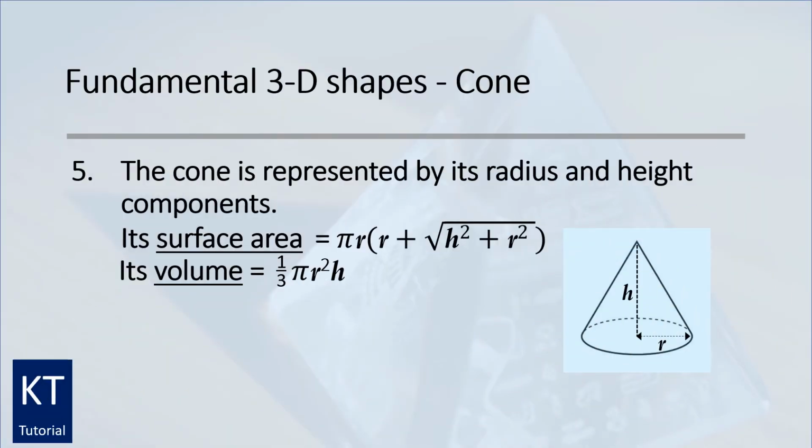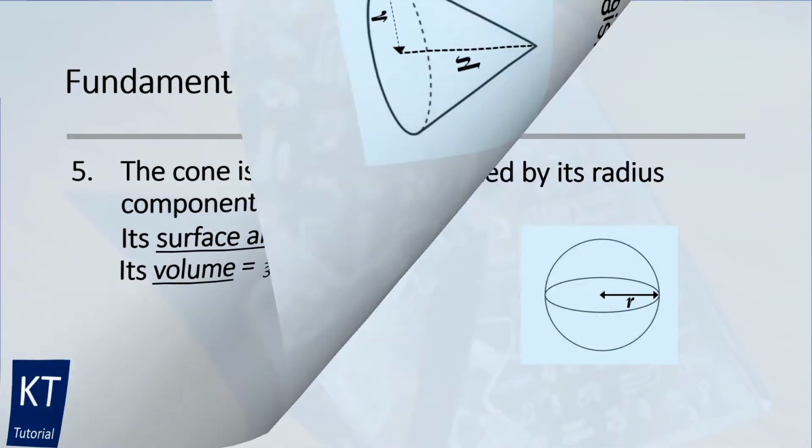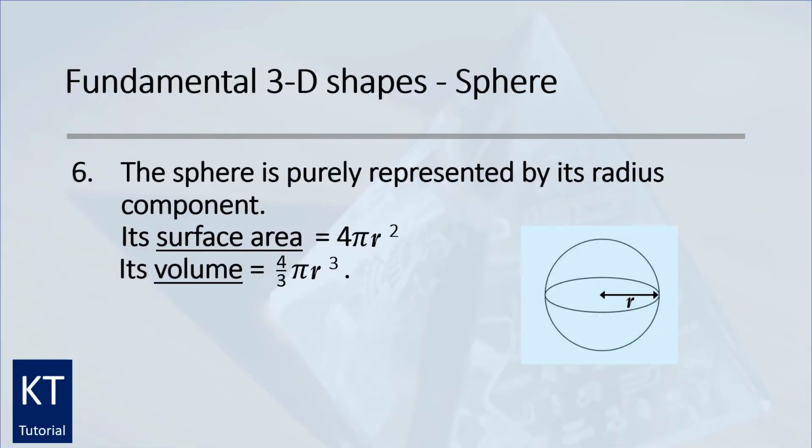The cone is represented by its radius and height components. The surface area of the cone is the product of pi r and the sum of r with the slanted length of the cone. Separately, its volume is 1/3 pi r squared h. The sphere is purely represented by its radius component. Its surface area is equal to 4 pi r squared and its volume 4/3 pi r cubed.